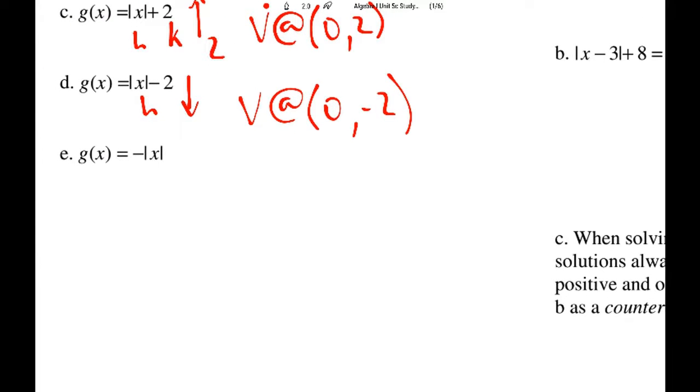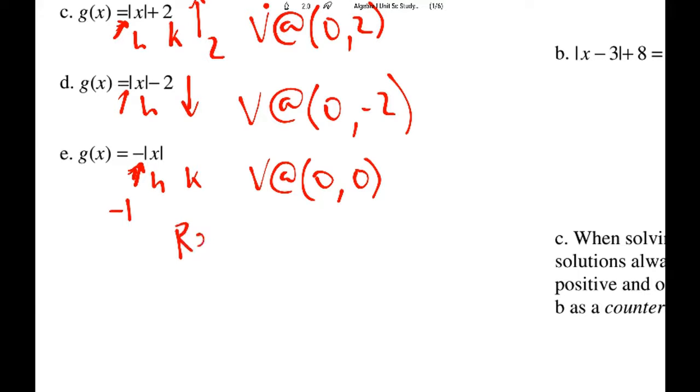Now, if you notice at E, we don't have an h inside the box with x, and we don't have a k outside, and that's because your vertex is at 0, comma 0, very much like the parent function, except the only difference now is your a. Okay, your a is now negative. All the other times before they were positive 1, and you know, multiplying by 1 is basically invisible. So you have a reflection.